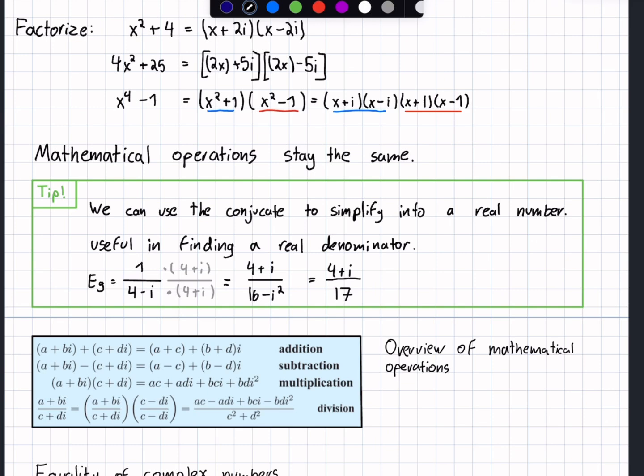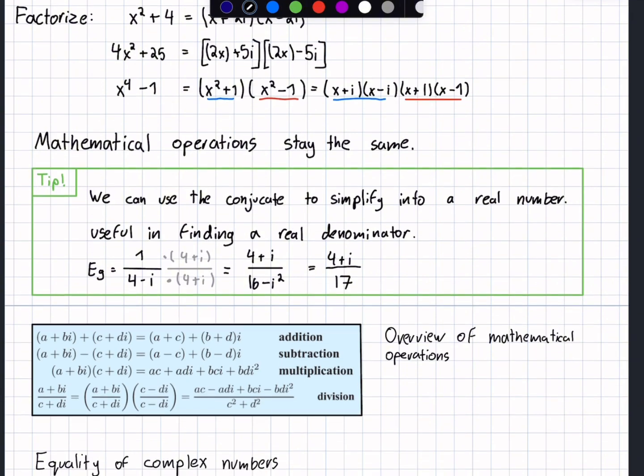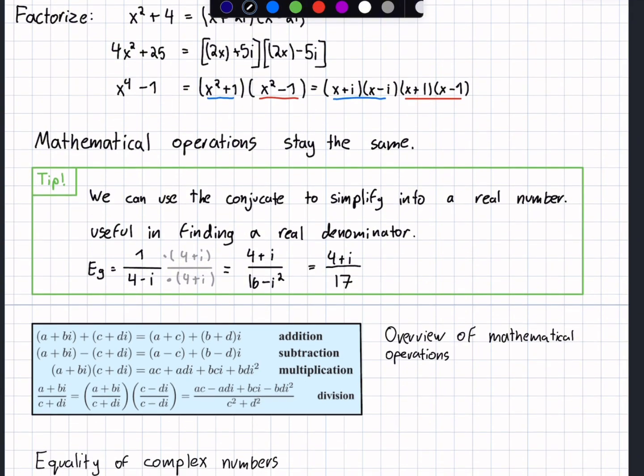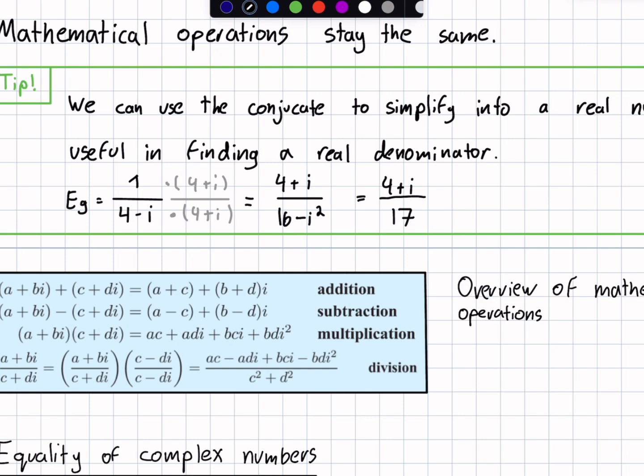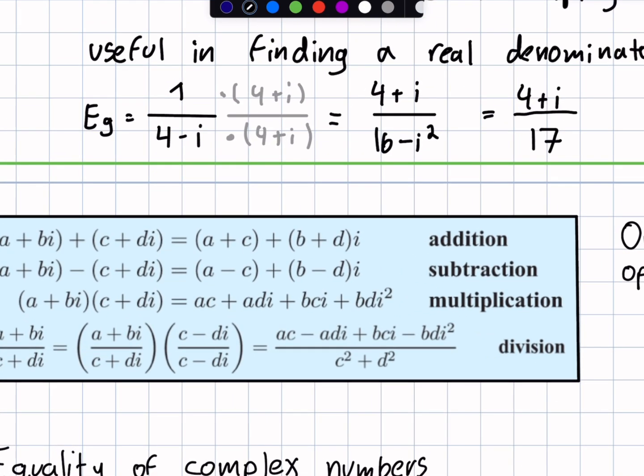Now, keep in mind that all mathematical operations stay the same in the complex number universe. So, if you're adding one complex number to another, you'll get a complex number. Or, if you're multiplying a complex number by another, you'll get its multiplication. We can see a better explanation here.